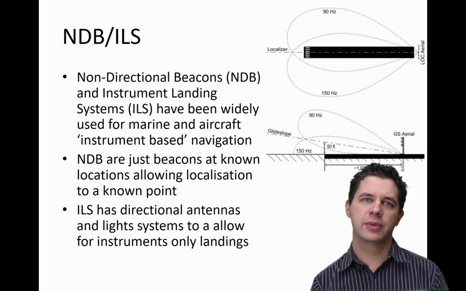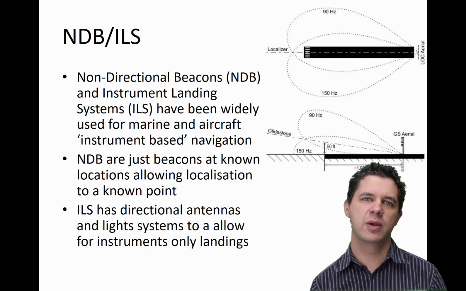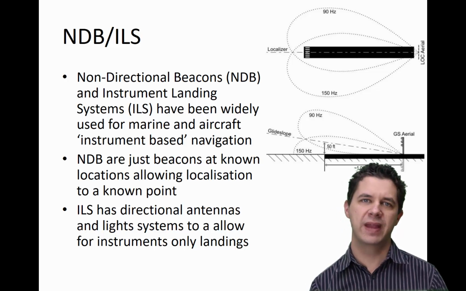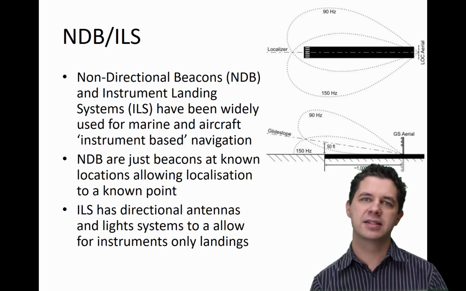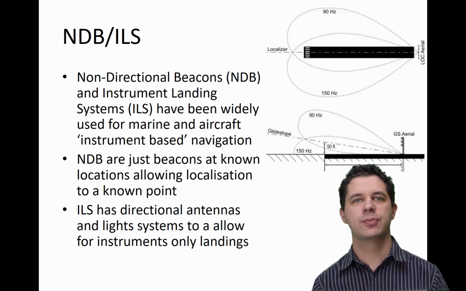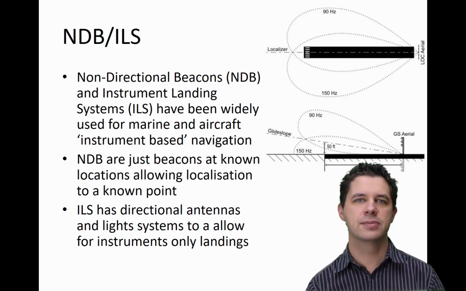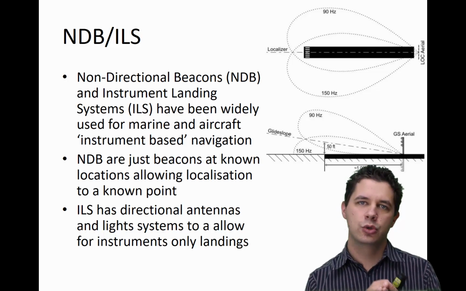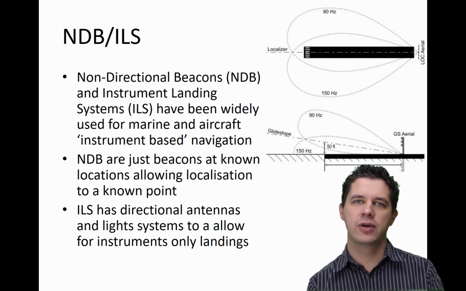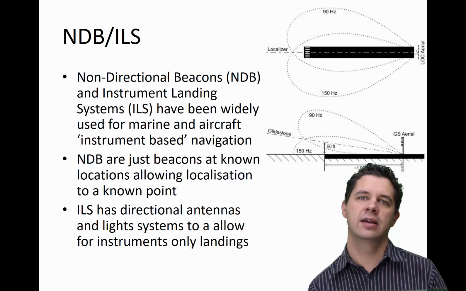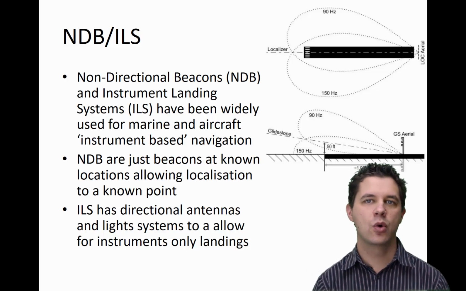Another system, an older system, is used for aircraft navigation. Non-directional beacons and instrument landing systems have been widely used both for marine and aircraft instrument-based navigation. Non-directional beacons are beacons that are marked on a map and transmit out, and we can work out the heading of that beacon as we're flying along and use that as a reference point. With instrument landing systems, we have directional antennas and light systems to allow us to work out whether we're in a proper landing envelope, whether we're too far to the left or the right, or too high or too low. So they're active beacons that are transmitting and telling us to correct our course and where we're headed.